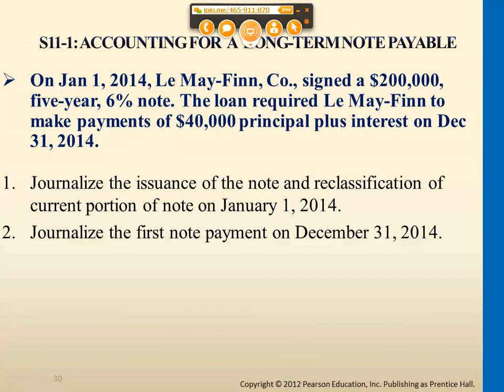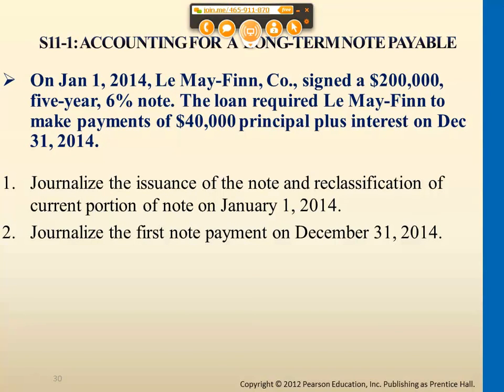Okay, first entry, how do we journalize this? Issuance entry and reclassification entry, what do we debit and credit here? Cash we're receiving, right? And then credit long-term notes payable, right? Reclassification for what dollar amount here? So we reclassify a part that's worth $40,000, right? Because every single year we're paying $40,000. So the reclassification part represents every single year's current portion of long-term notes.